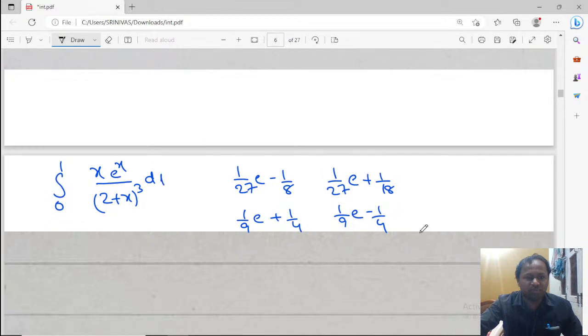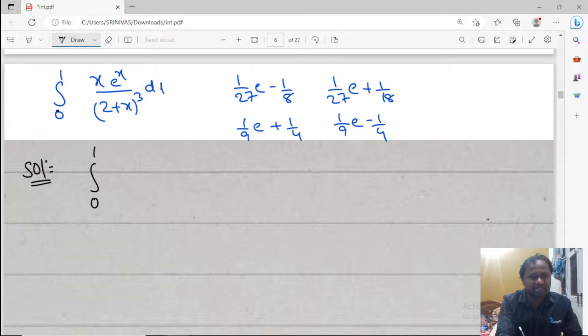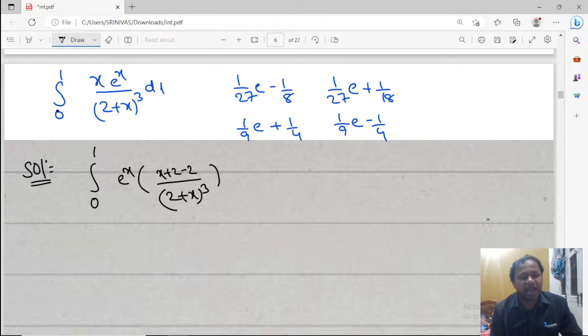Let me move on to one more question. So this is also in the form of a theory question of 7.7. Okay, right. For this I will do integral 0 to 1 e power x into denominator. What is denominator? 2 plus x whole cube. Numerator I will write it as x plus 2 minus 2. Okay, added and subtracted with 2.